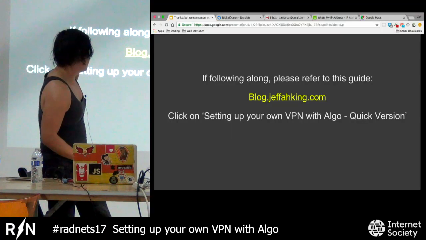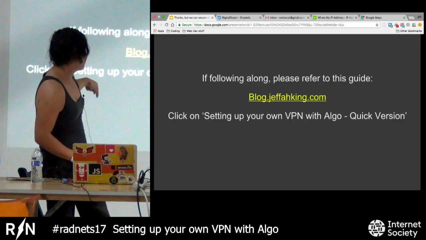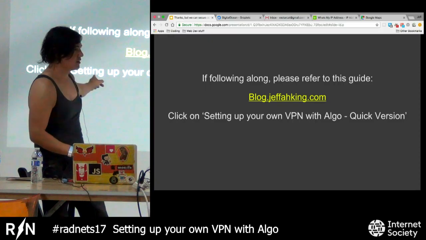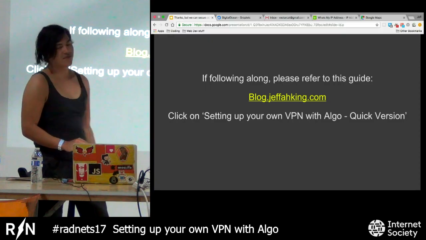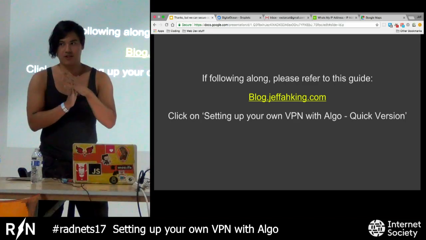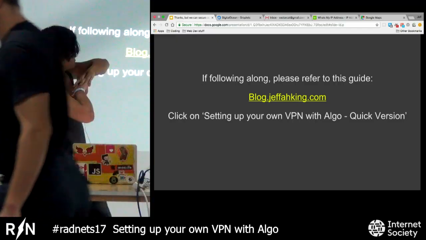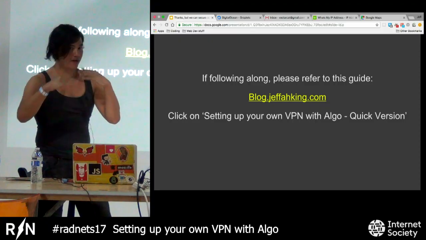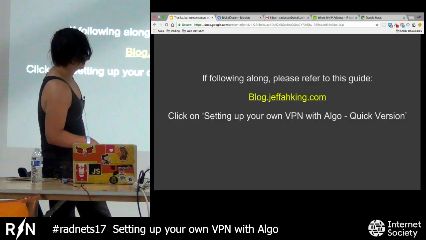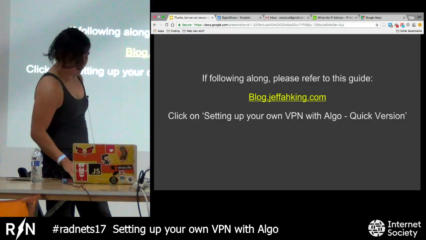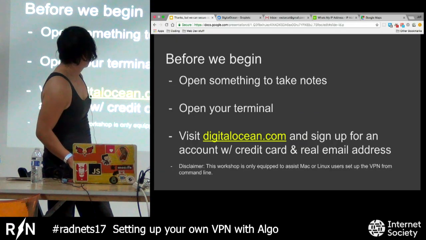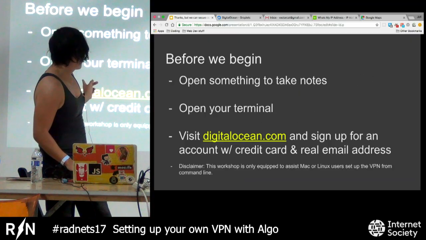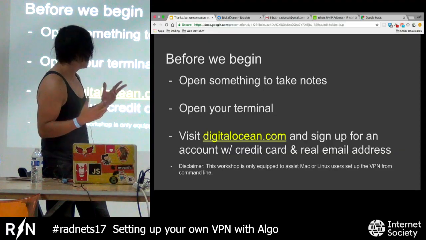Open up my tutorial guide at blog.jeffahking.com and click on the first link, which is setting up your own VPN, quick version. After the workshop, this is a great resource for you. I have the quick version, which I'm just using here for the workshop, but there's a more detailed version also on the blog, with more pictures and step-by-step instructions, so feel free to use that. The link is going to be at the bottom here. So open up that website, blog.jeffahking.com, and also open up something to take notes, and open up your terminal.